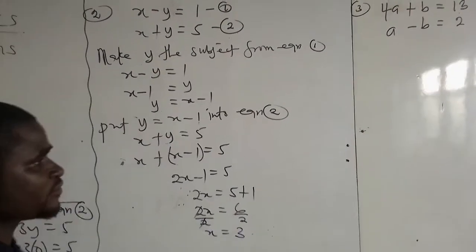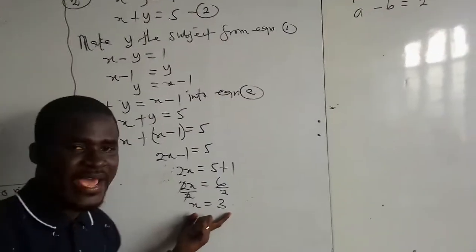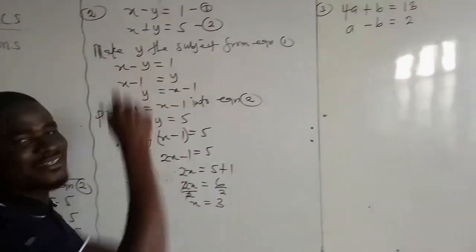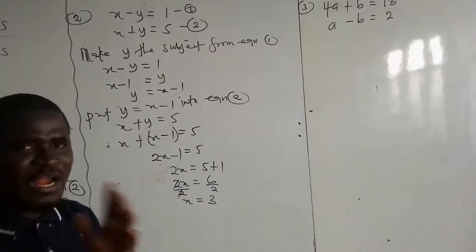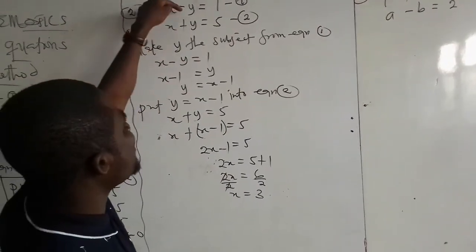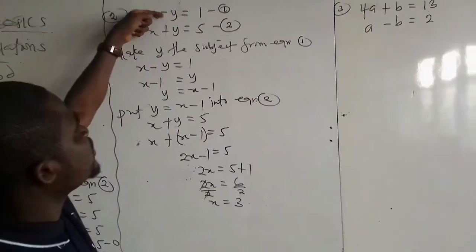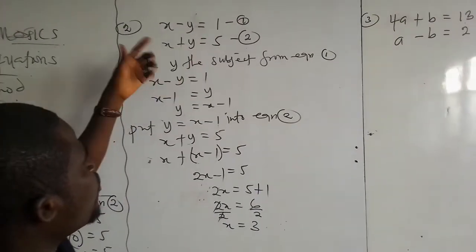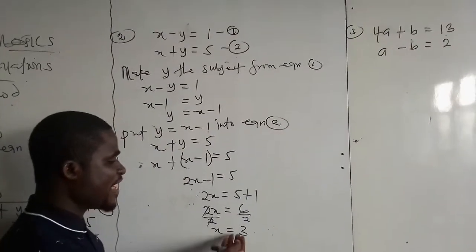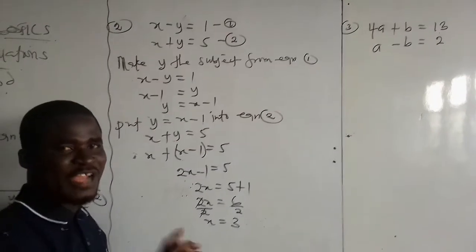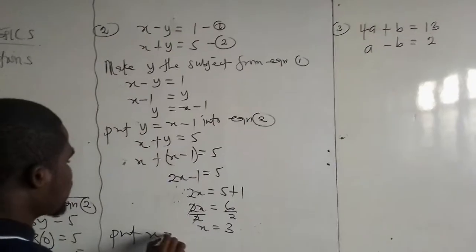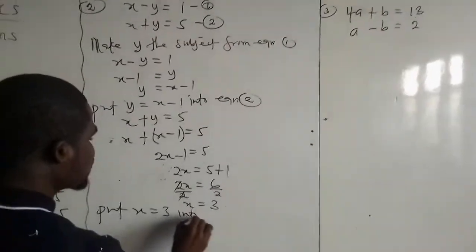Good. Now that we know x, go and substitute x into equation 1. You have to know the arrangement. The first one, I made y the subject from equation 1, and I put it in equation 2. Now, after finding my x, I have to put x into equation 1. So you have to know the arrangement. So put x equals 3 into equation 1.